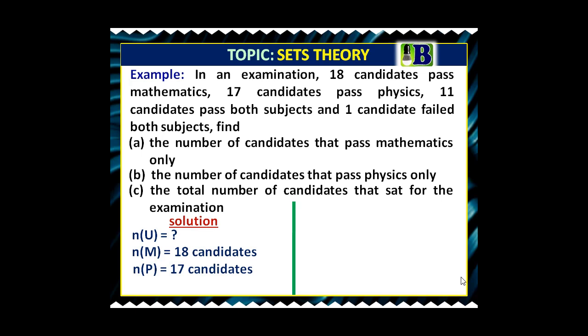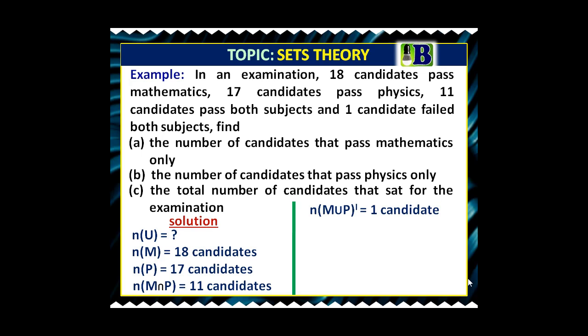Then the number of students that participate in mathematics and physics, that is to say the intersection of mathematics and physics, is equal to 11, which was stated in the question. The question states 11 candidates passed both subjects, that is to say both subjects represent maths and physics. Then the next parameter is the number of students that do not participate in any of the subjects. So it's going to be the complement of mathematics union physics, which is equal to 1 candidate.